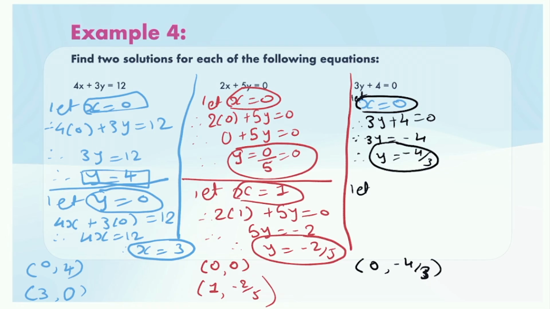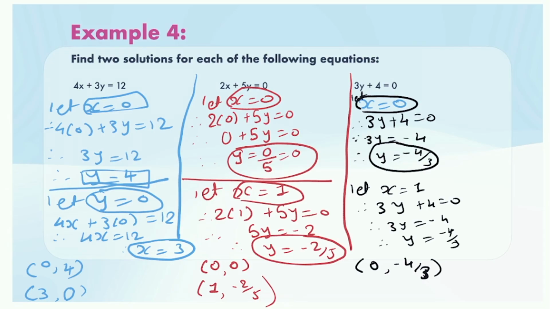So let me take the value of x equal to, let's say I have taken 1. If I am letting x equal to 1, the equation will look like 3 in bracket 1 plus 4 equal to 0. Sorry, here I have y only, right? So let me erase it. 3y plus 4 equal to 0, because in this equation I don't have x, so I don't have to worry about it.